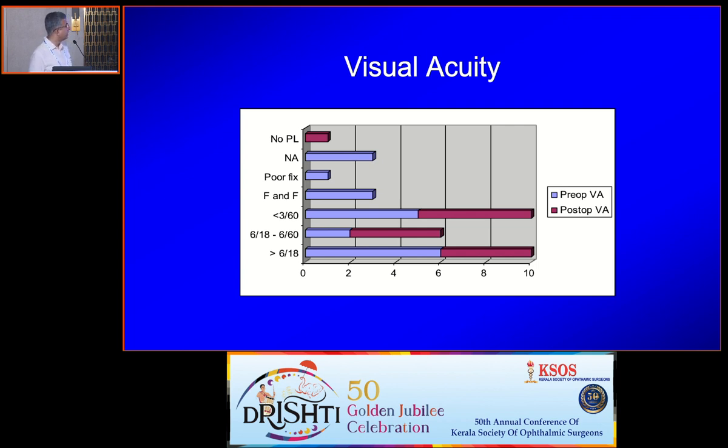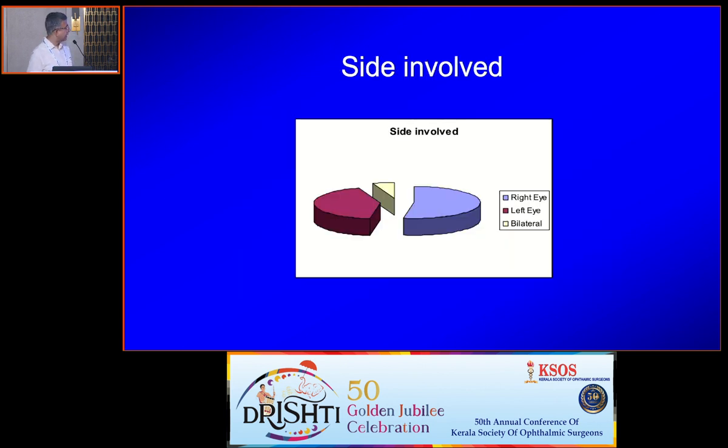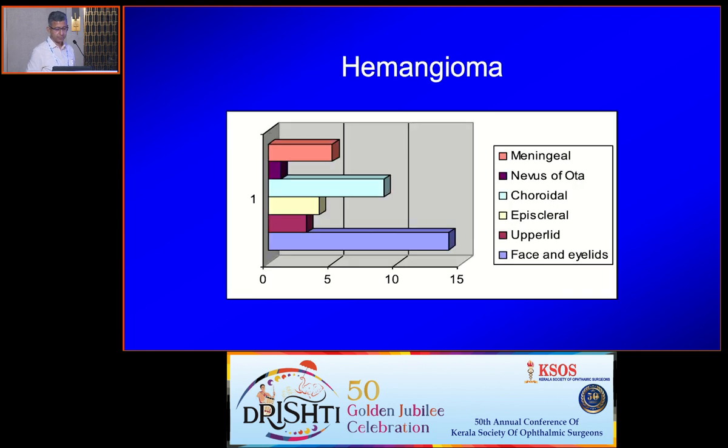This is a small series of patients within our hospital, and you can see how most of them present. Almost 50%, in fact more of them, present with 3/60 vision or less, because it's very often unilateral and they don't realize it, especially in younger children. Most commonly it is unilateral, but you rarely can get bilateral eyes when you have very, very large hemangiomas.